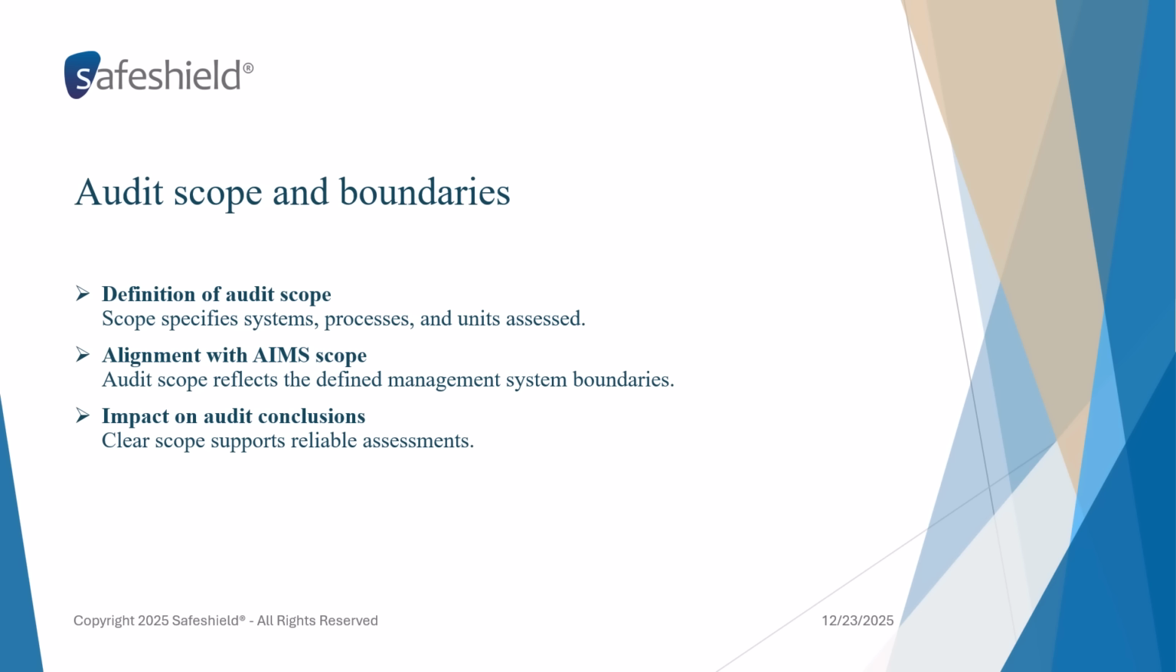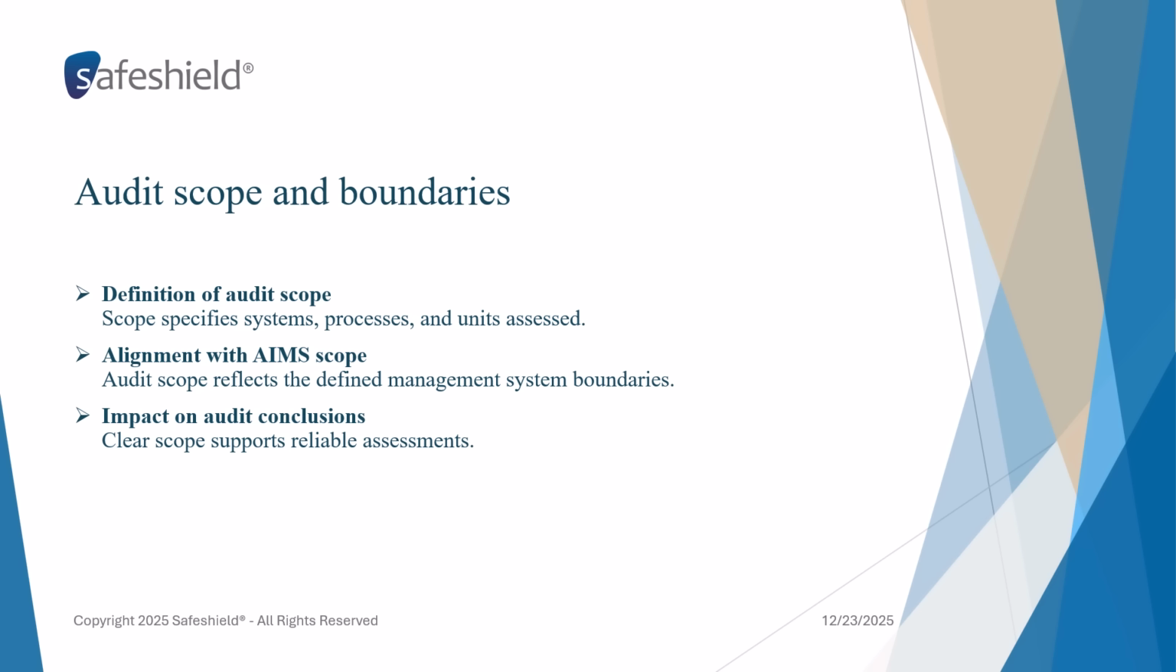Audit scope defines the boundaries of what is assessed during an AIMS audit. ISO 42001 requires the scope to be clearly defined, documented, and justified. The scope must align with the defined AIMS scope and reflect the AI system's processes, and organizational units under governance. Clear scope definition ensures that audit conclusions are meaningful and defensible.